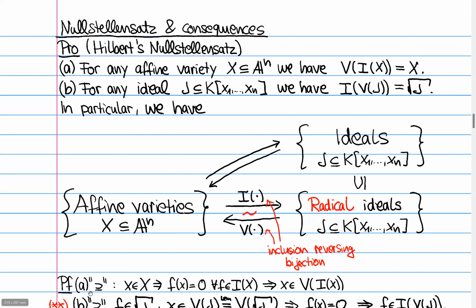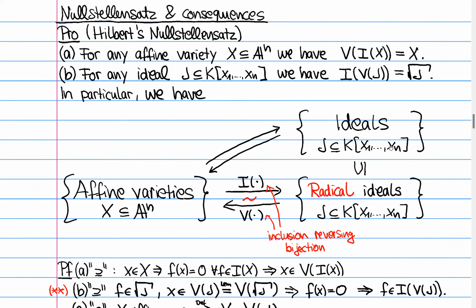So let's start with A, the inclusion of X in this left-hand side. Well, if you have x in X, it means by definition of I of X that f of x is 0 for all f in this ideal. But then just take exactly the same statement, then it also implies that x is in the vanishing locus of this ideal. So, nothing has really happened here. We've just plugged in the definitions. So this is always contained in the vanishing locus.